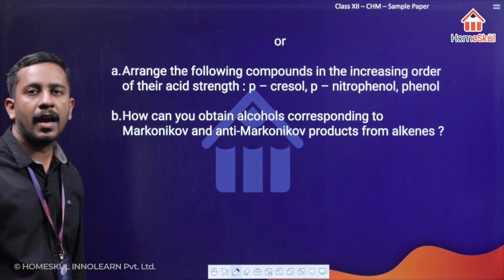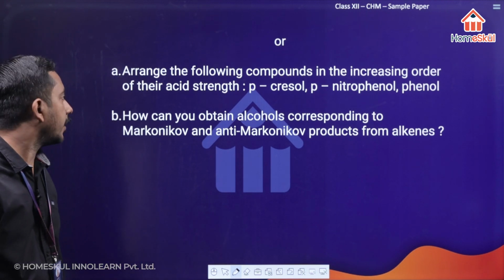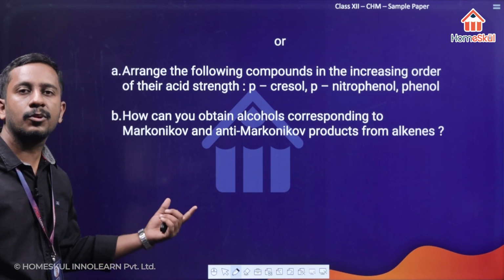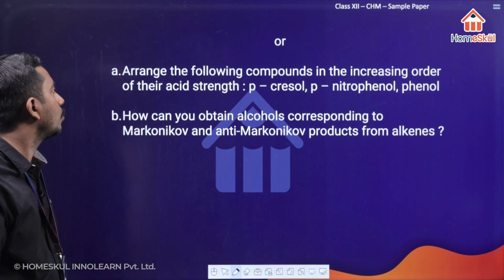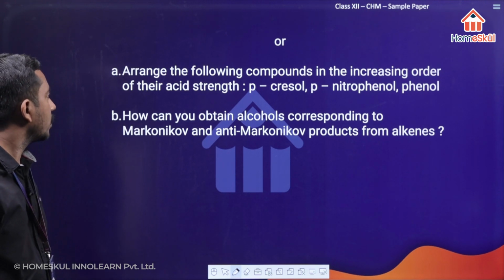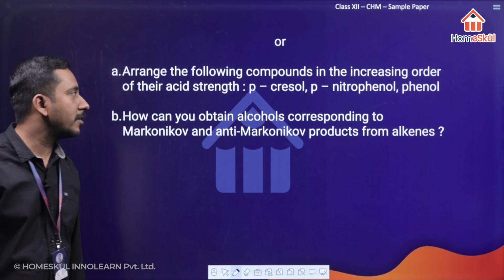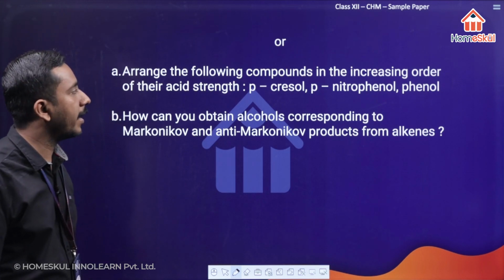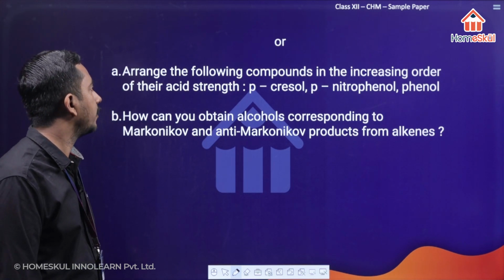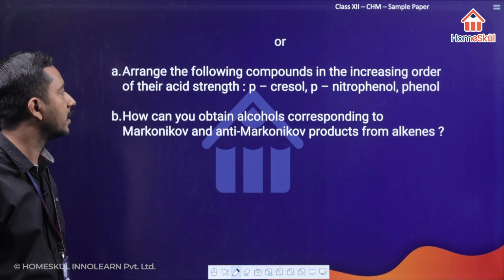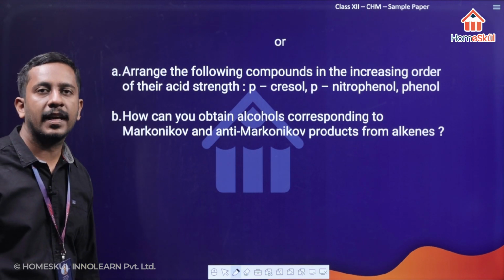And we also have an OR question here. So you can either answer the first two set of questions or you can answer these two questions. So here also we have two sub-questions. The first one is to arrange the following three compounds. We have paracresol, para-nitrophenol and phenol. We have to arrange the following compounds in the increasing order of their acid strength.